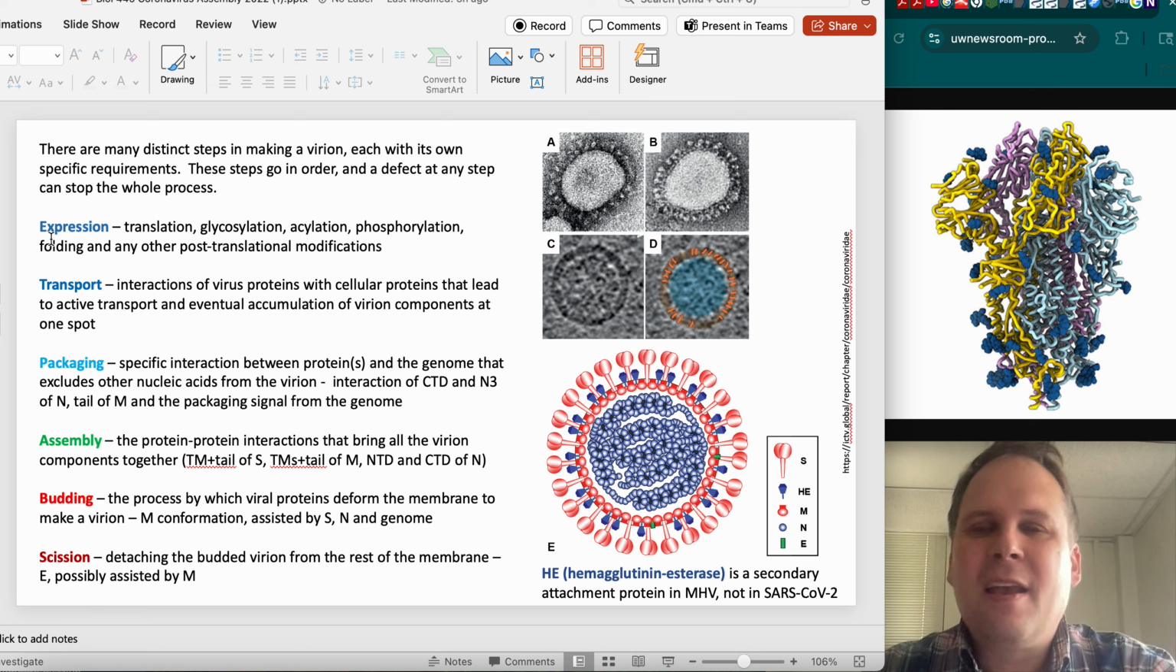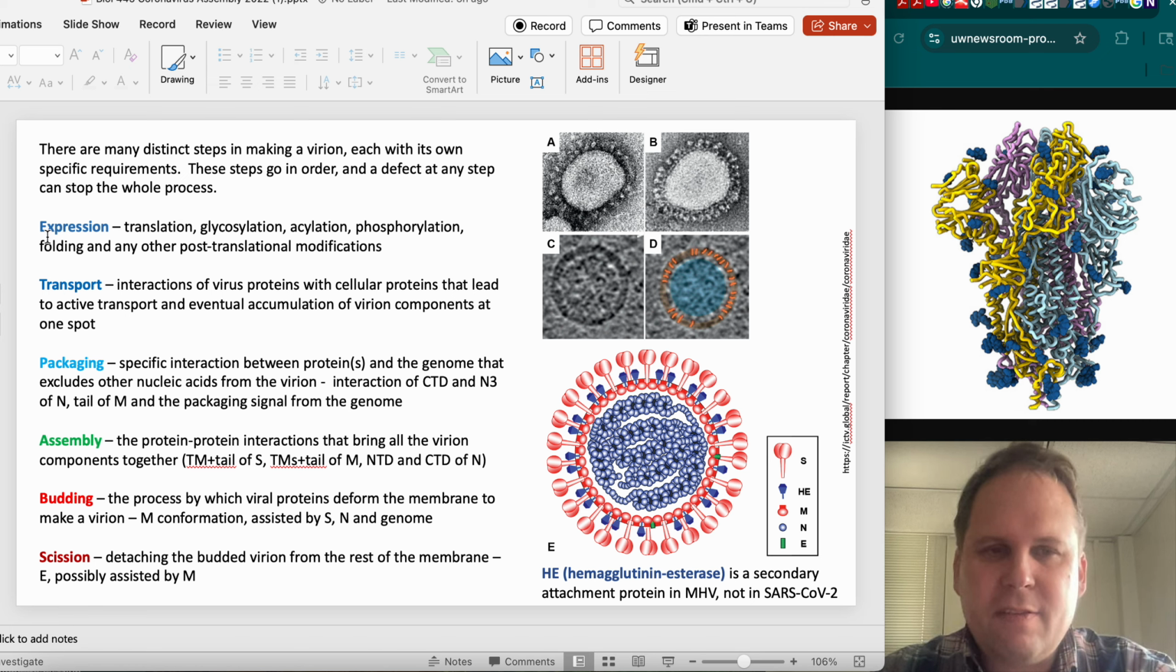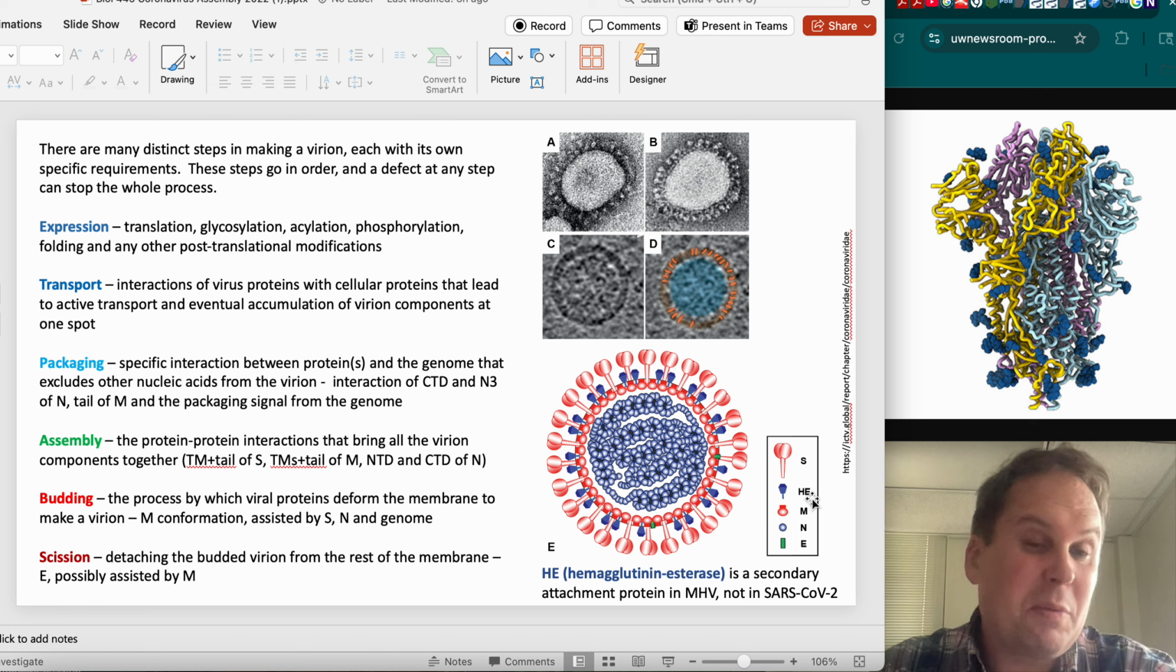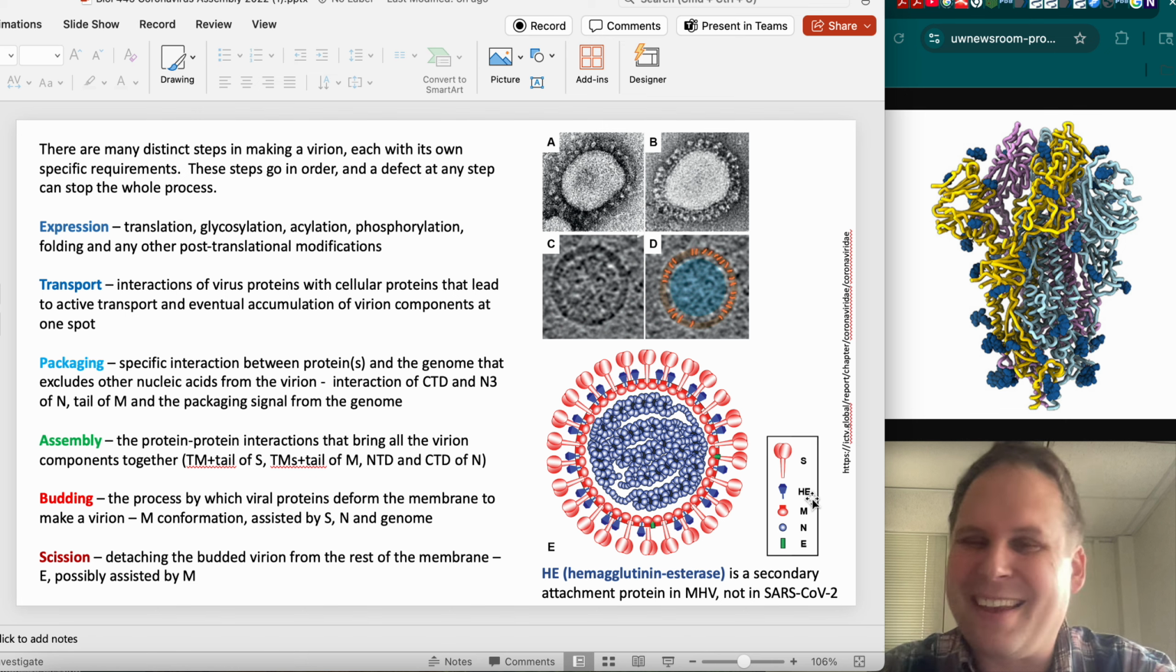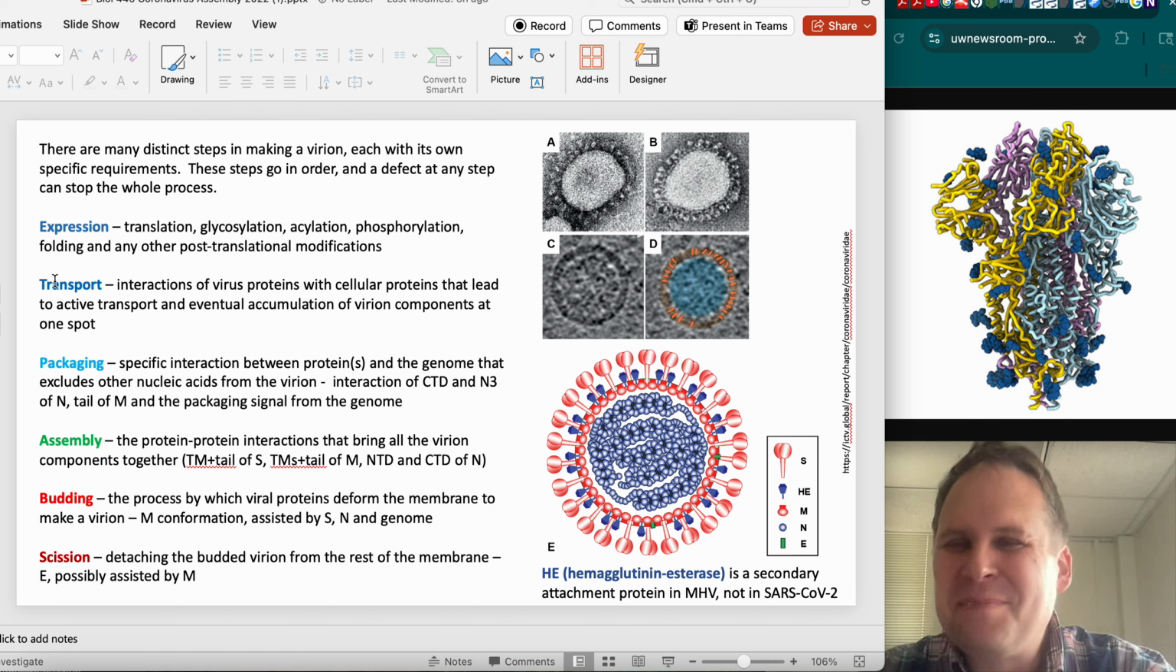First, you've got your expression. Each of the proteins has to be made into a protein from a subgenomic RNA. That's just how it works for coronaviruses. That's going to involve your translation, but also things like glycosylation. We've got several glycoproteins here. The spike, the M, and there are a couple other minor proteins that are not essential that also get glycosylated. HE is a protein you don't find in SARS coronavirus, you find it in others, but it would be glycosylated if it was there. So, if that makes you happy, now you know.